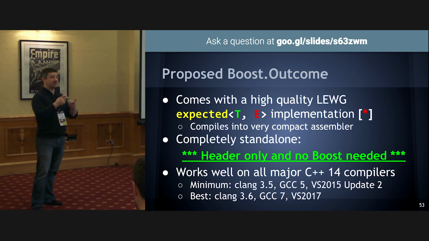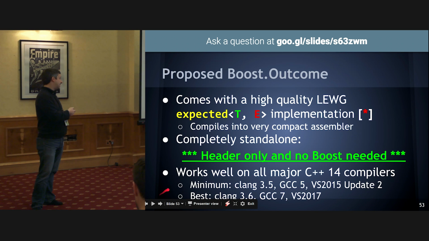So you'll find the compiler will give an internal compiler error, it will blow up, it will fail to compile, it just won't work right. But again, it depends on how you use it. Whereas Clang 3.6 I found to be pretty reliable. GCC 7, they fixed the bugs I sent in that Outcome triggers. So it should be okay.